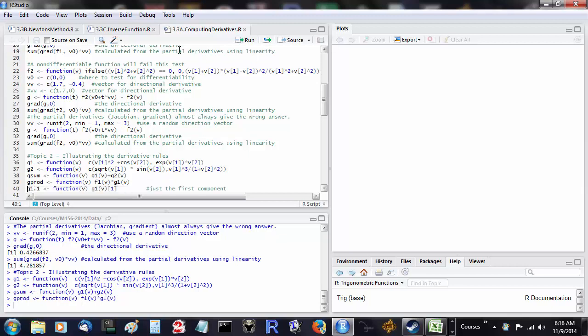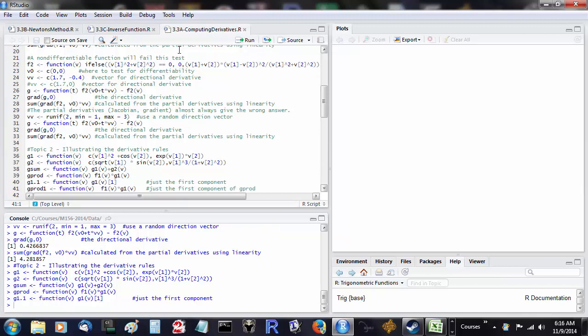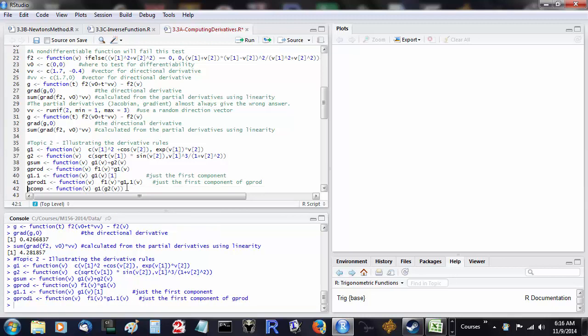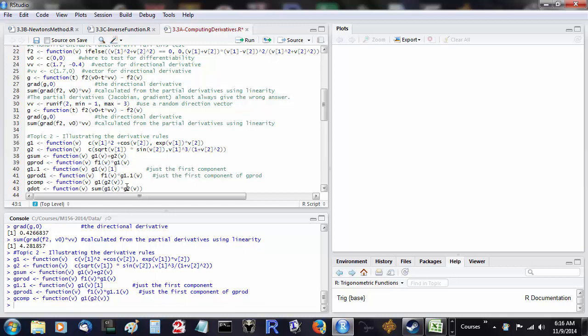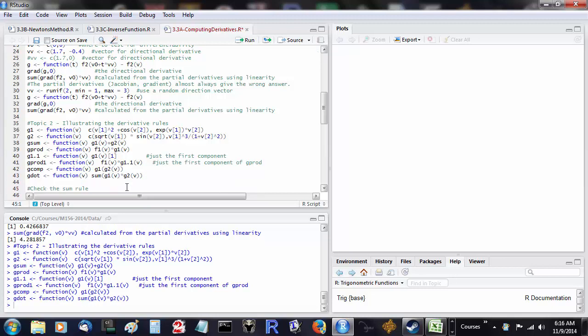Here is the product of the function f1 that I introduced at the start of this script times g1. Here is just the first component of the function g1, and here is the product of f1 with that first component of g1. Here's the composition of the two functions. Here's the dot product of the two functions. Since I haven't loaded a library with the dot product function, I'll just compute dot products by asking R to multiply the two vectors together and sum up the products.